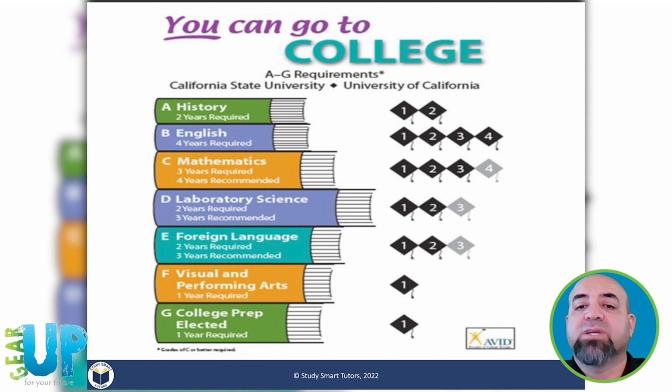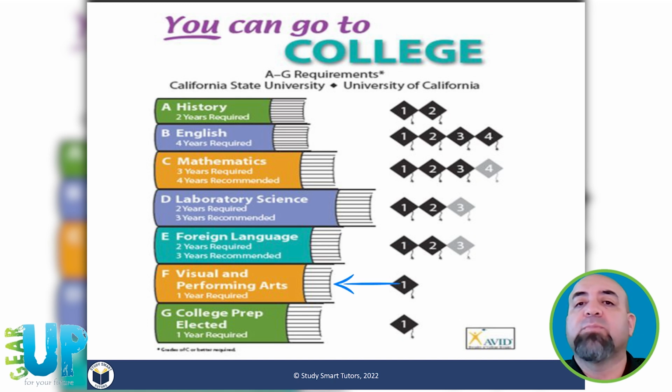For example, Subject A, which is history, a student is required to take 2 years of history. Subject B is English, and a student is required to take 4 years of English. Subject C includes mathematics, which a student is required to take 3 years of math, but is highly recommended to take 4 years. Subject D is laboratory science. This one also requires you to take 2 years, but again, highly recommended to take 3, possibly 4. Subject E, foreign language. Students are required to take 2 years of foreign language, but it is highly recommended to take 3. Now, these courses in foreign language all have to be within the same language.